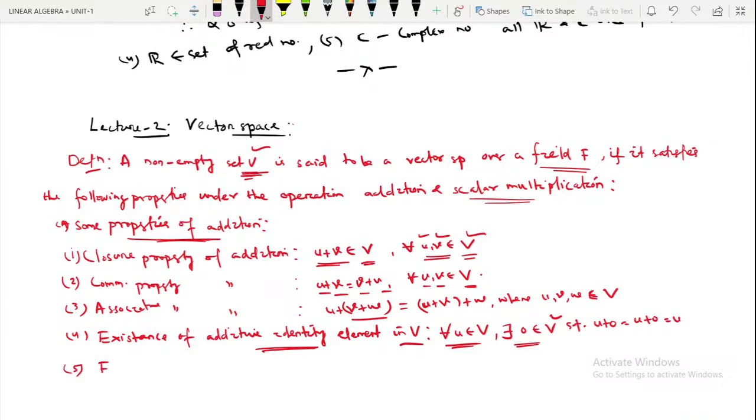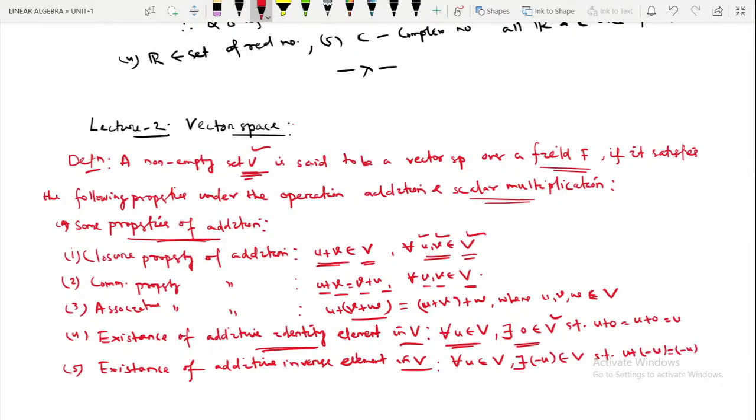Then next, existence of additive inverse element in V. That is, for all u belongs to V, there exists minus u belongs to V such that u plus (minus u) equals minus u plus u equals 0. So these are all the properties of operation addition.